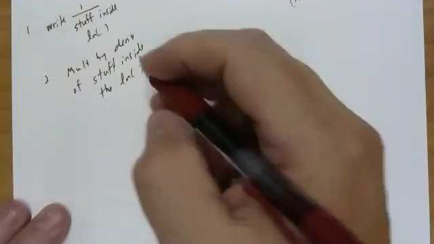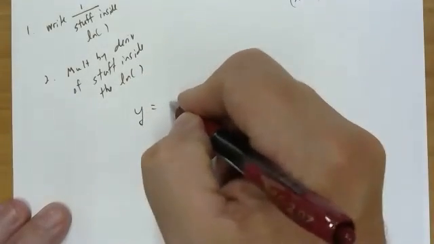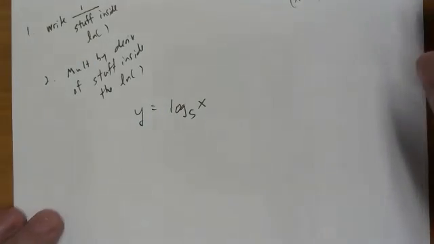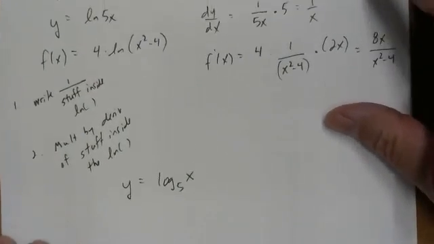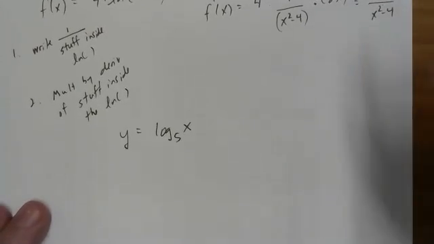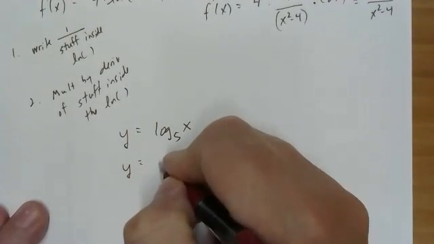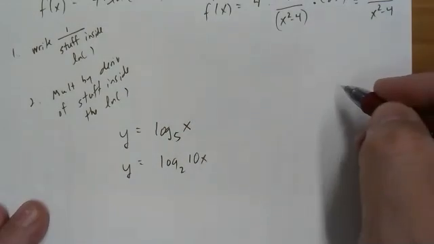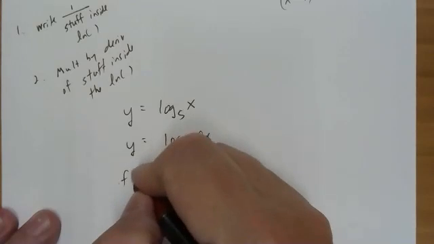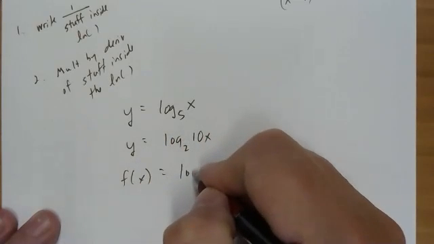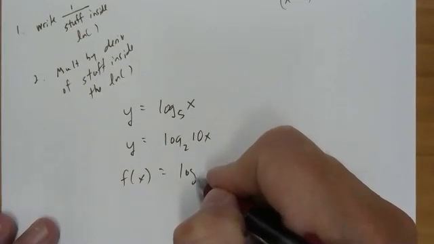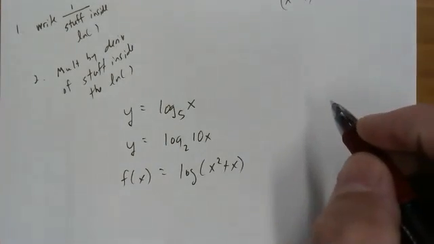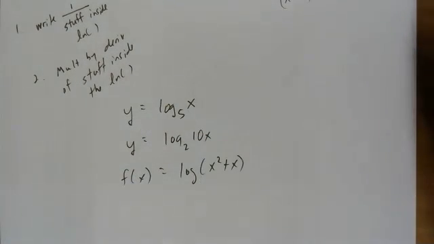So now the question is, well, what happens to all the other bases? Log base 5 of x, or maybe log base 2 of 10x, or maybe common log, right? Log base 10 of something. What would the derivative of all of these be?